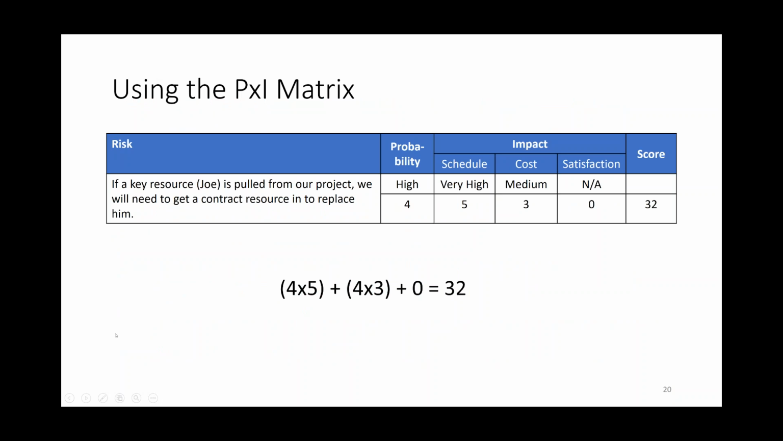Anyway, you would plot this on your various probability and impact matrices. So for the schedule one, you'd plot it as a 4 probability, 5 on schedule, and it would show up as a high schedule risk. 4 probability, medium cost, depends on how you shaded it. If cost was risk averse, it'd probably show up as high. If you are more risk tolerant on cost, it'd probably show up as medium. So you could also do it that way.